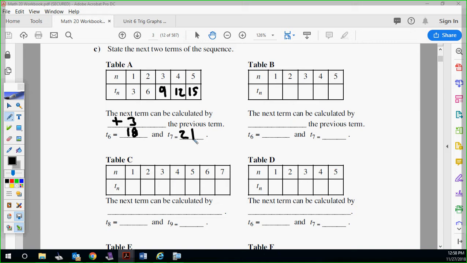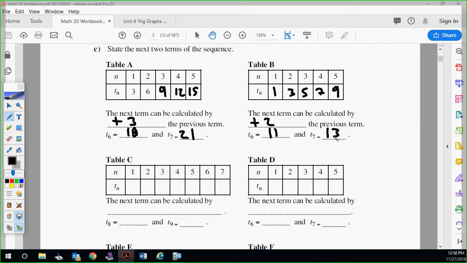Okay. Next term can be calculated by, so what was table B doing? What is table B doing? Joel, what do we have down for table B? Just turn back a page, the ones we filled out. If you don't mind reminding us. 1, 3, 5, 7, 9. So the next term can be calculated by plus 2 to the previous term. So term 6, 11, term 7, 13.